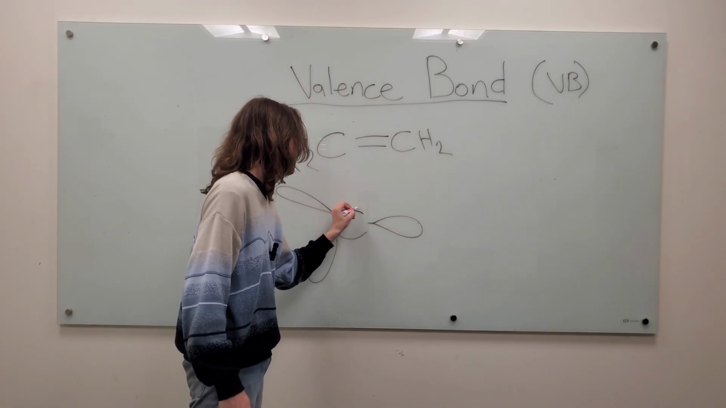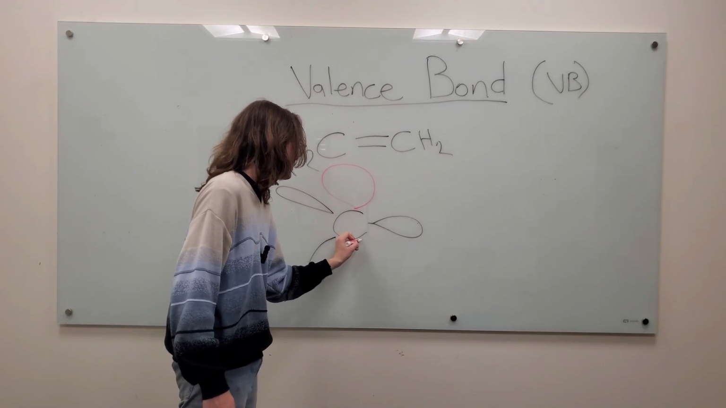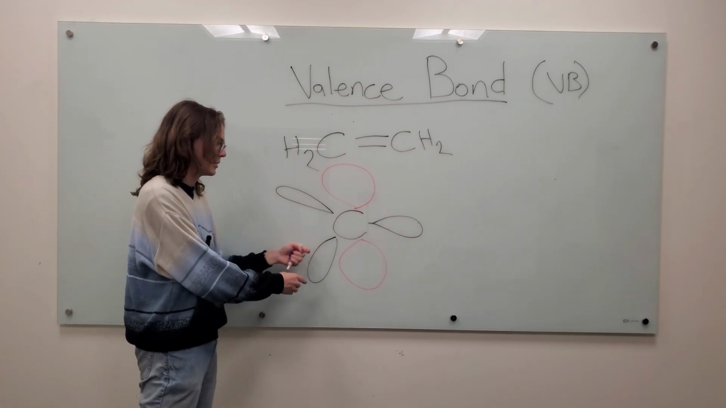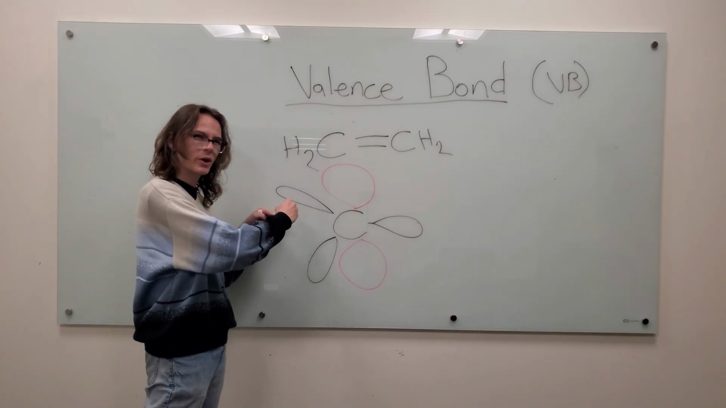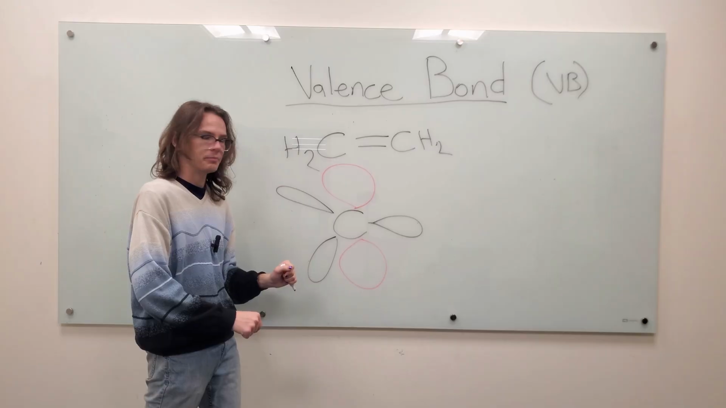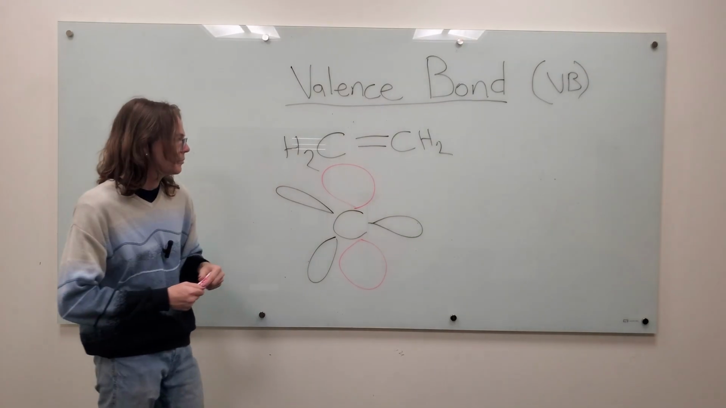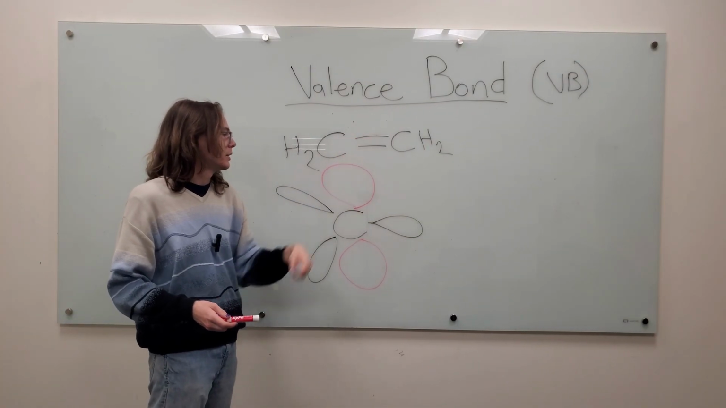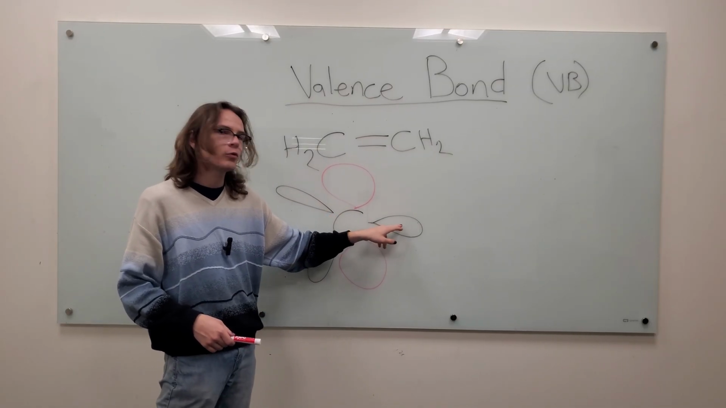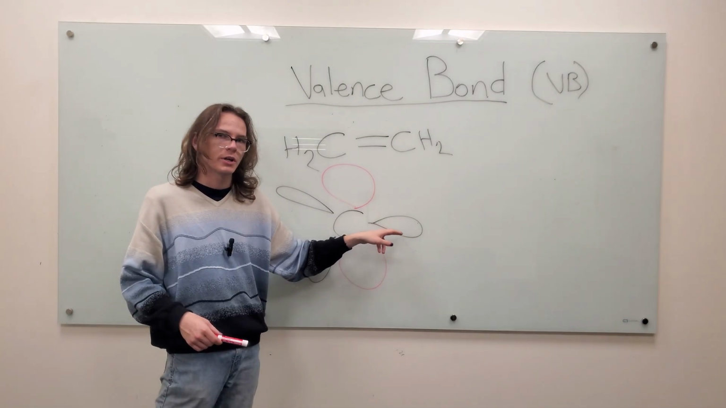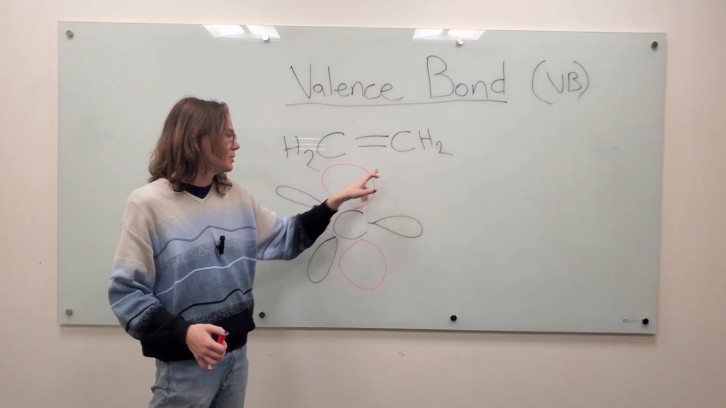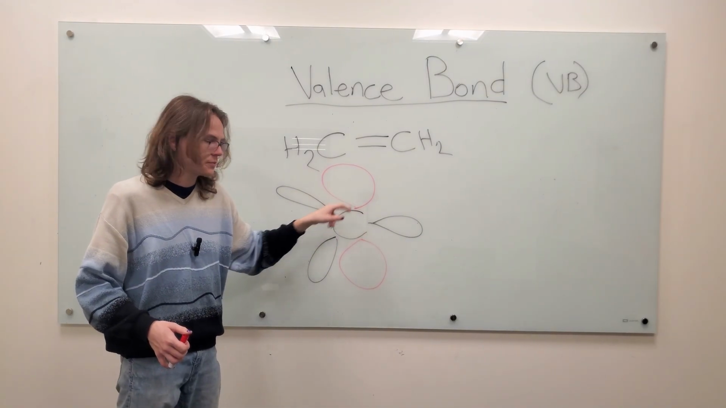But it will also have this unhybridized p orbital like so. So we can imagine one is coming towards us, this one is going away from us, this one is in the same plane, and these two are going up and down in the same plane. Okay, so it turns out that this double bond is actually described by the overlap of two of these sp2 hybridized orbitals, but also the overlap of this carbon and this carbon's unhybridized p orbitals.